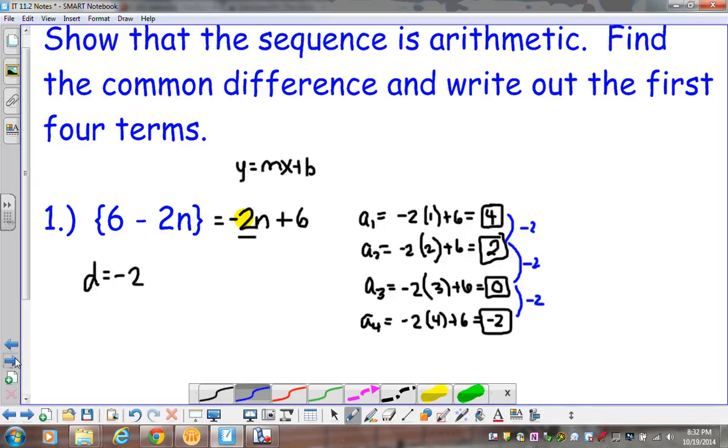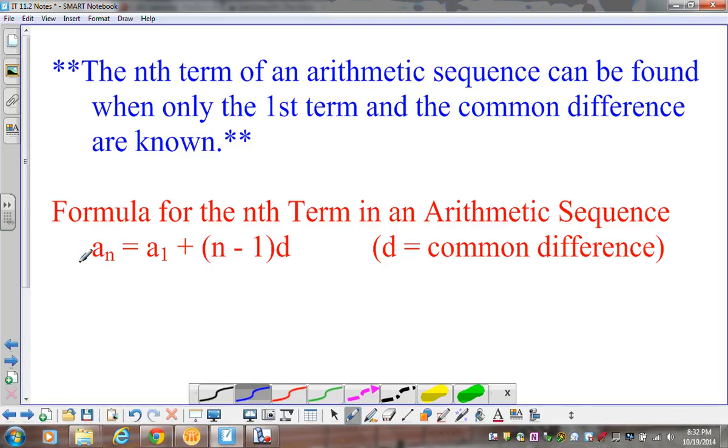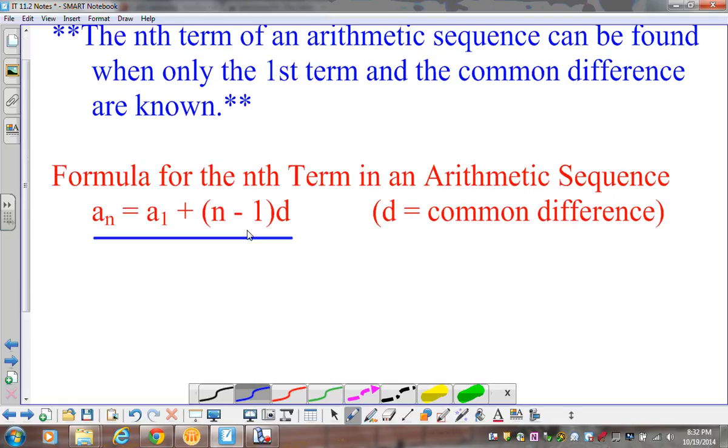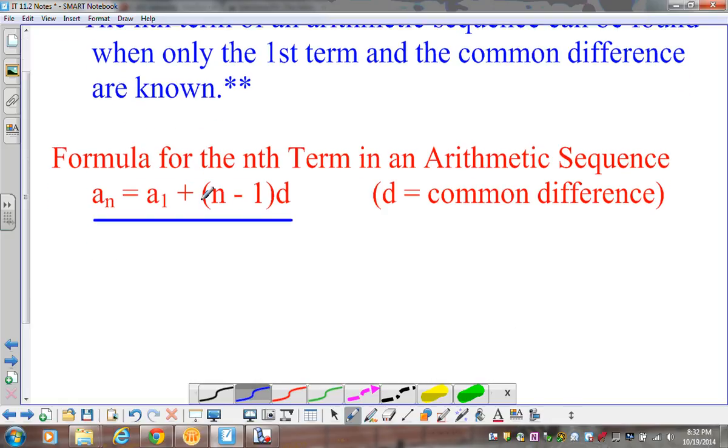Now, what we're going to do is look at the general formula to find the nth term of an arithmetic sequence, which will be here. If you were to distribute the d through n minus 1 and then simplify, it would still look like an equation for a line. This is just a general term.